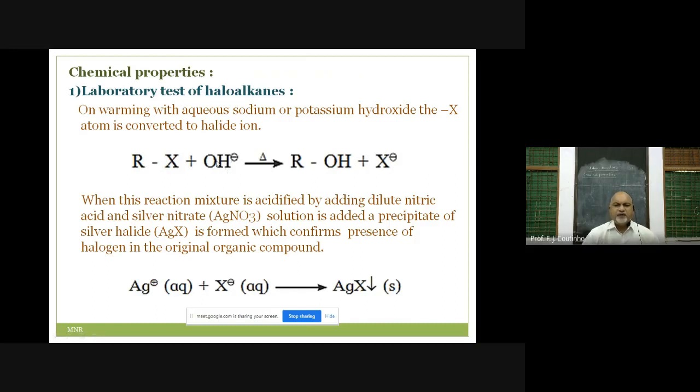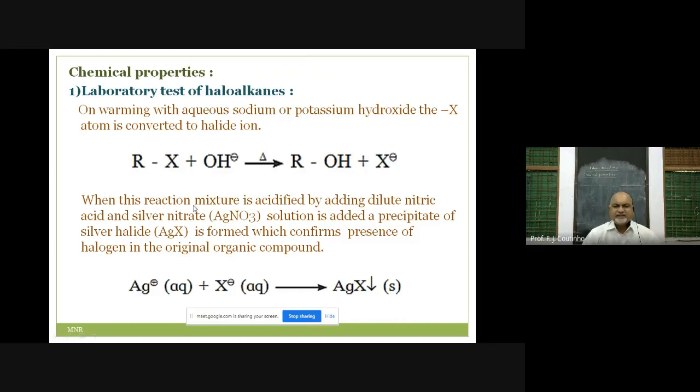So this nucleophile will try to substitute this halogen, which may be chlorine, bromine or iodine, which is again a nucleophile. So I would say OH minus is a stronger nucleophile than X. So it substitutes this nucleophile X, and that's why we get ROH. So from an alkyl halide, we get an alcohol, where X is a nucleophile, that is a halide ion.